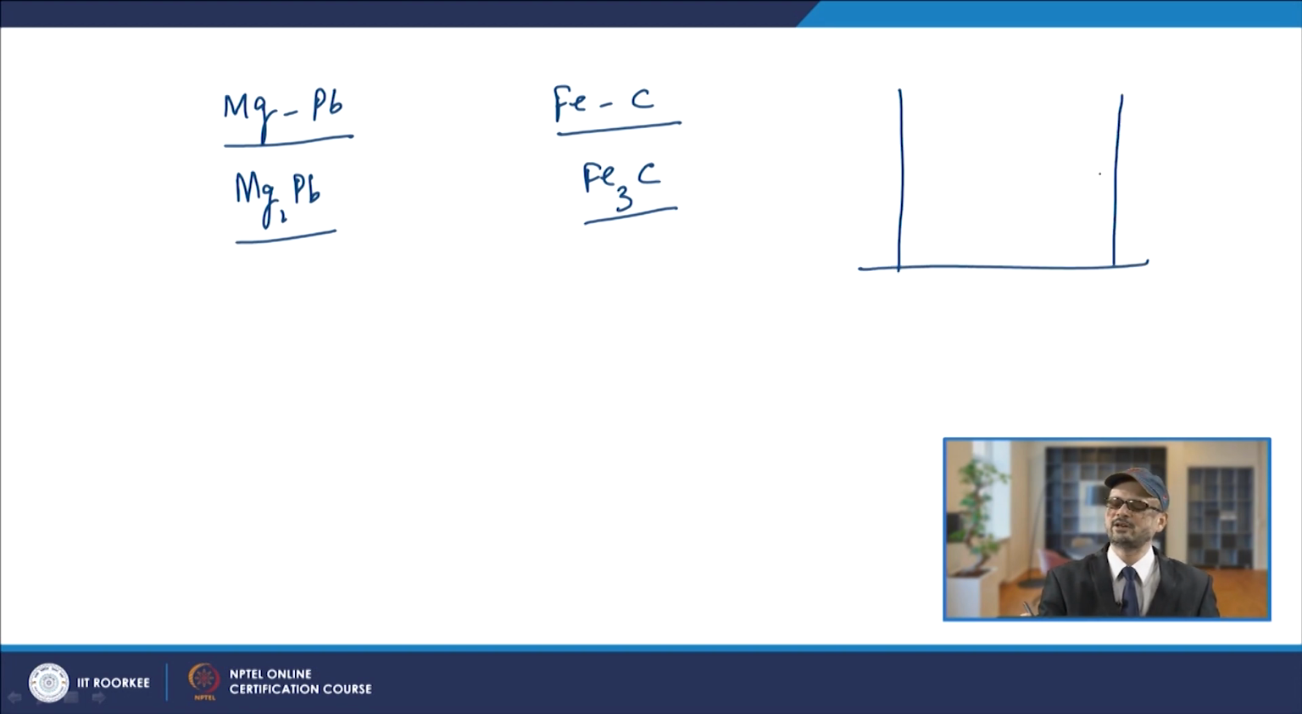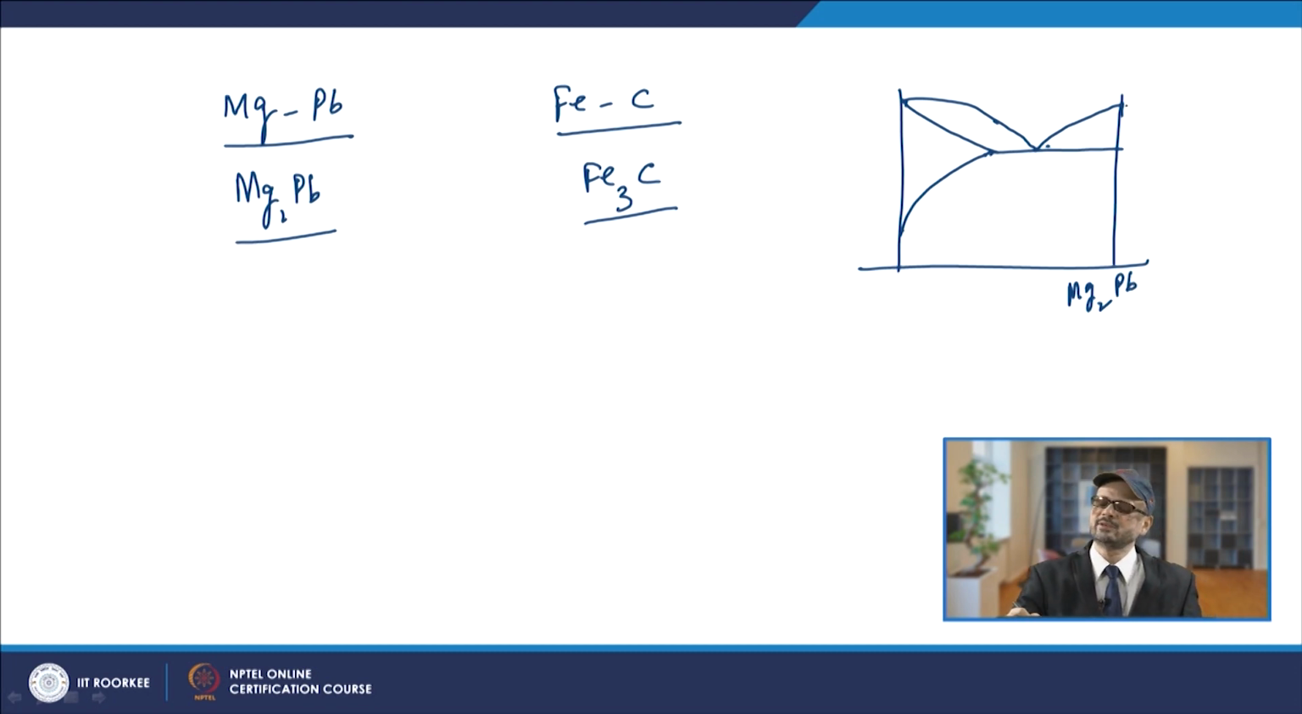So suppose in the case of the Mg-Pb diagram, what you see is that you will have such a kind of phase diagram, and then it will go further, and from here you will have this way, and then it will move. So here basically you are getting this Mg2Pb, and this vertical line basically will define on this side.